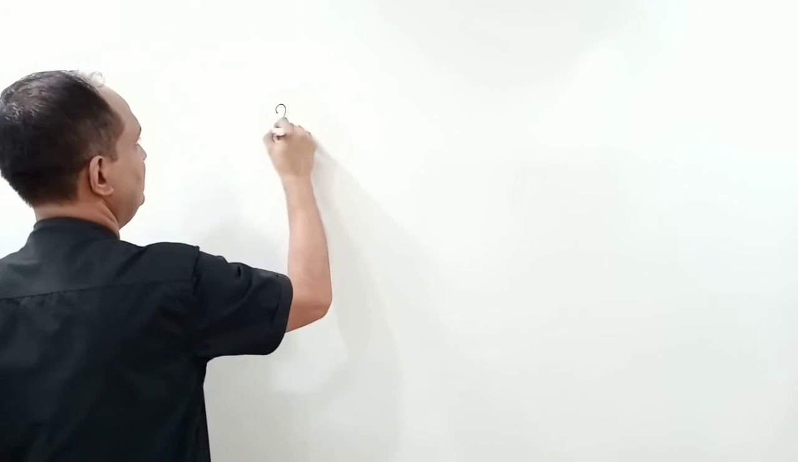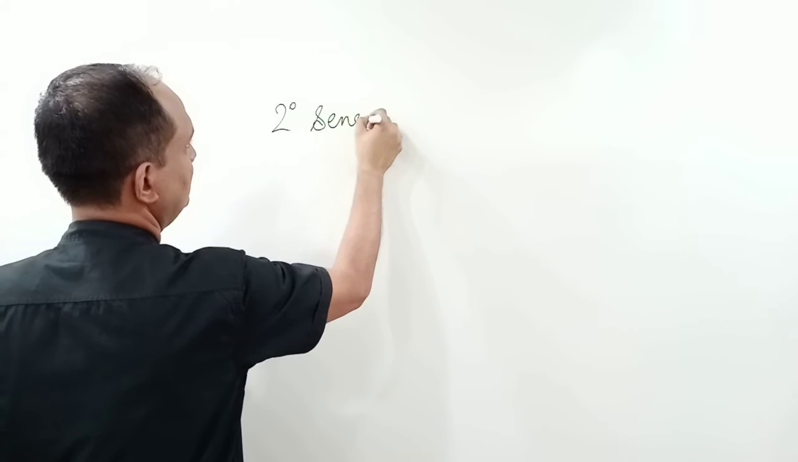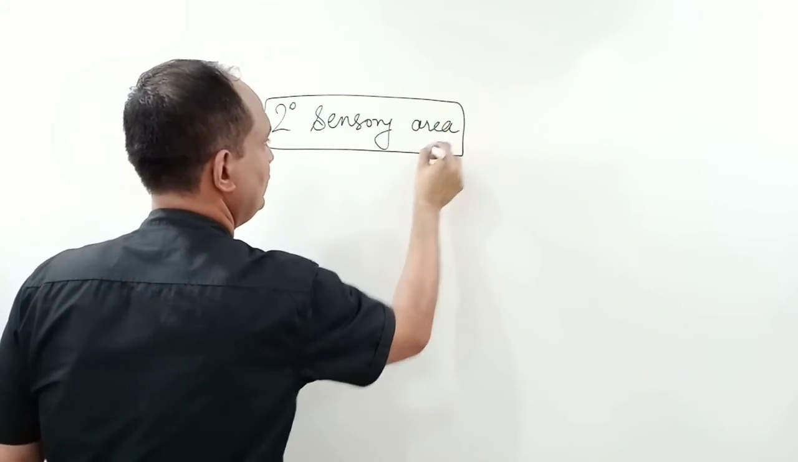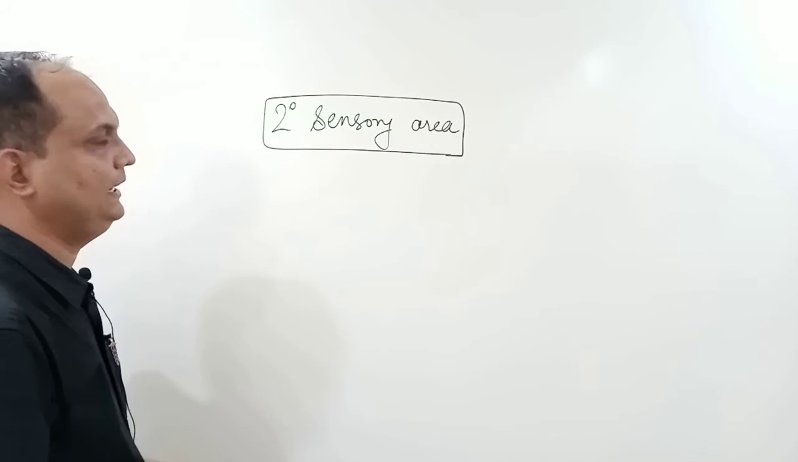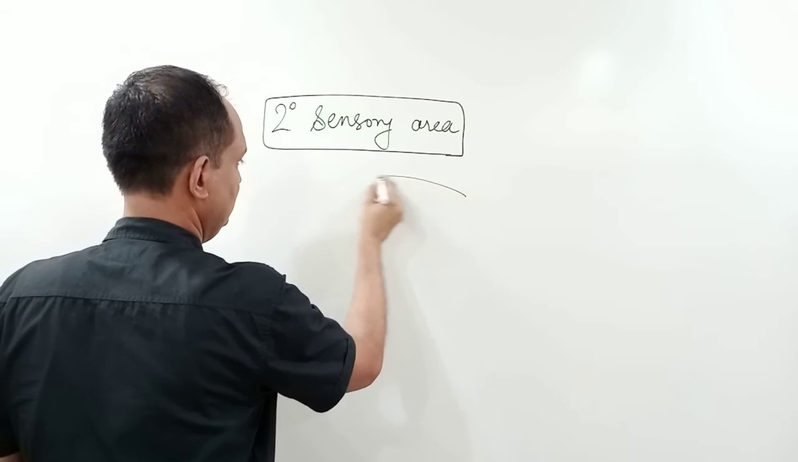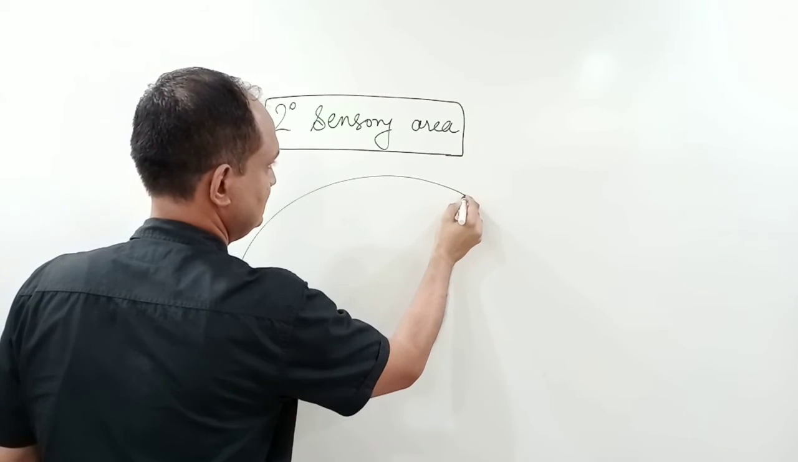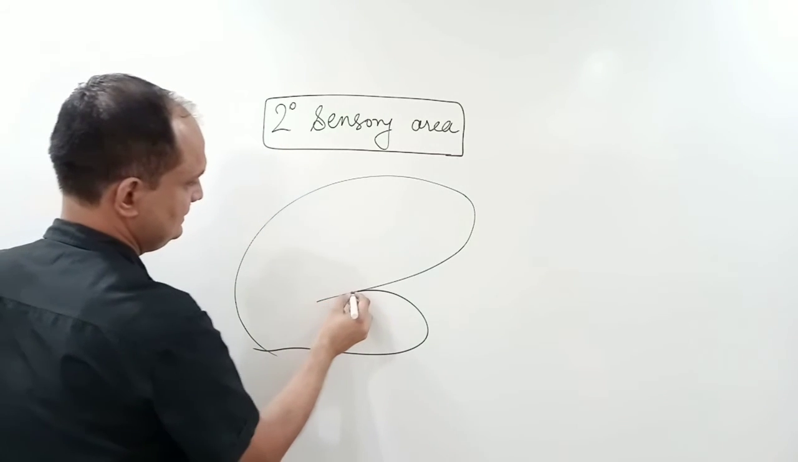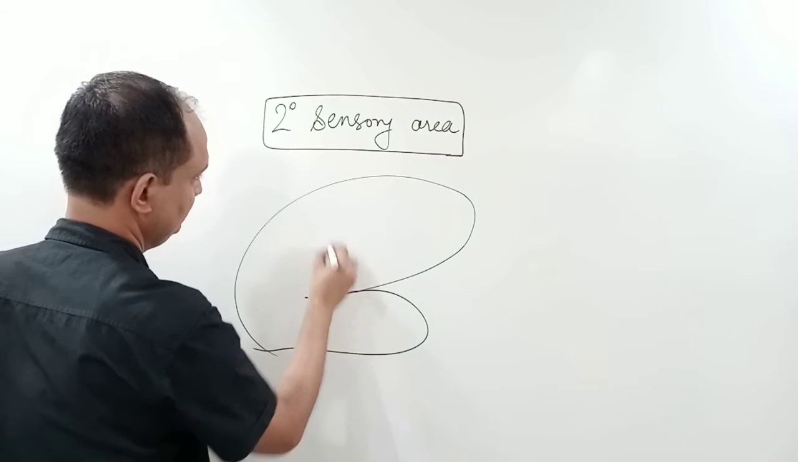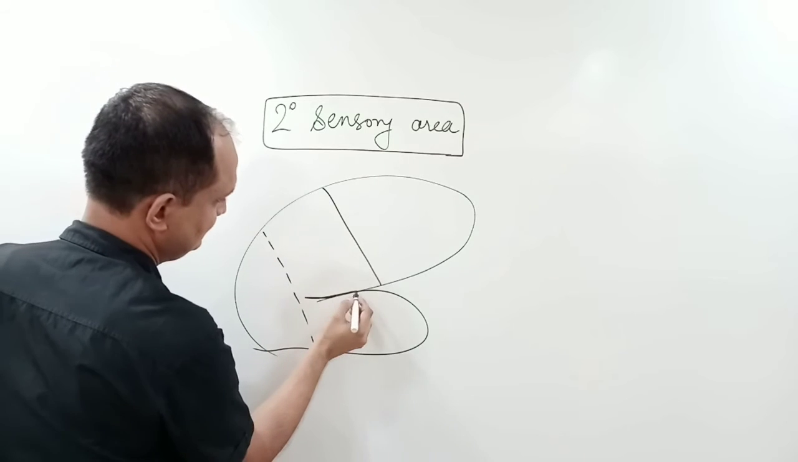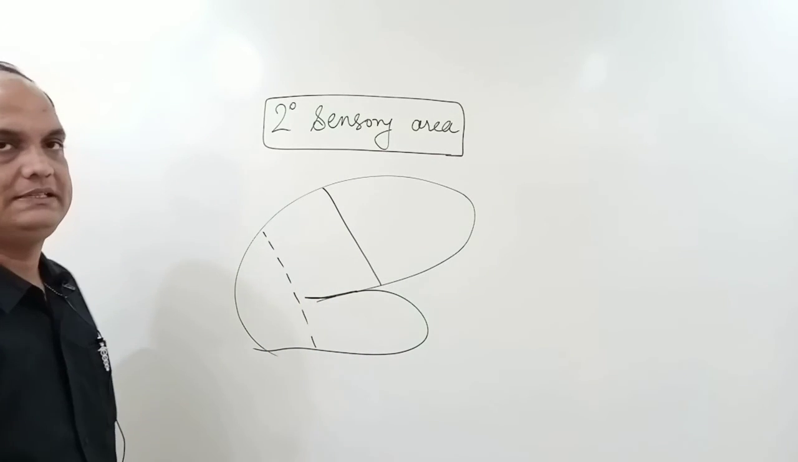The secondary sensory area is present in the lowermost part of the posterior parietal lobe, where you will have the entry of the lateral sulcus. This is the lateral sulcus, and this is the posterior part of the parietal lobe. Now this is where you will find the secondary sensory area.